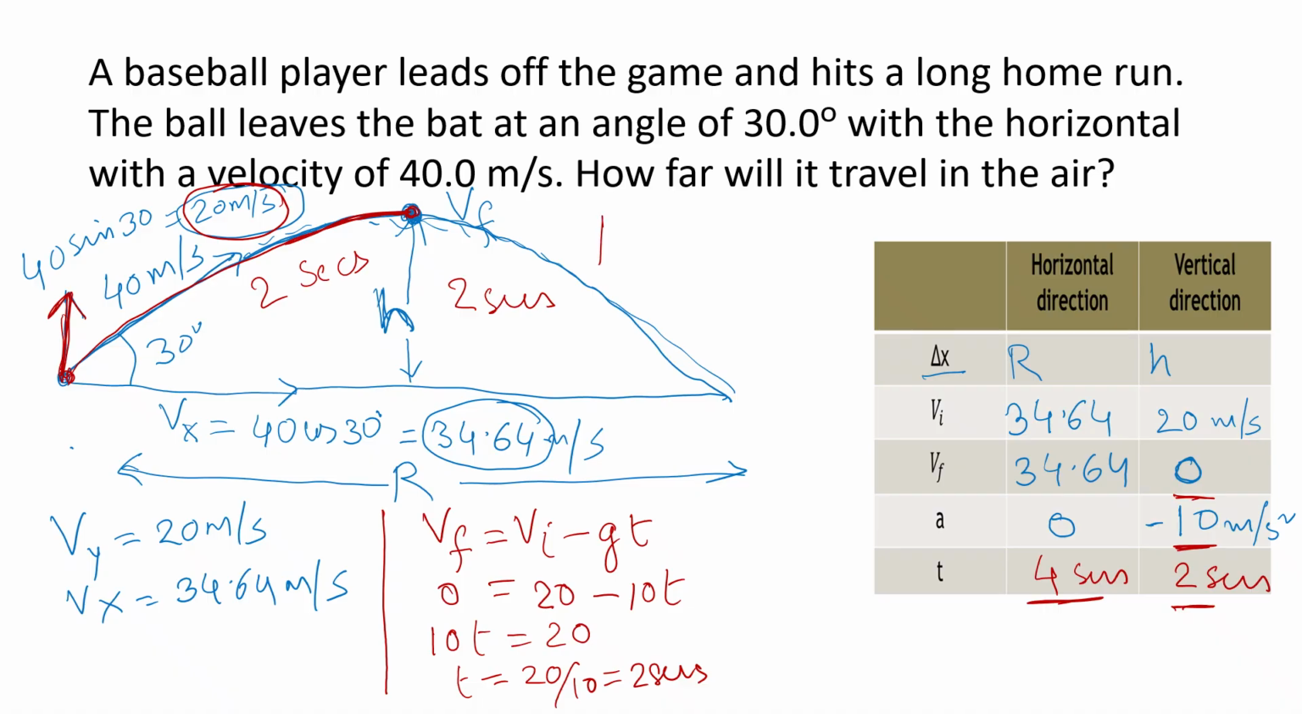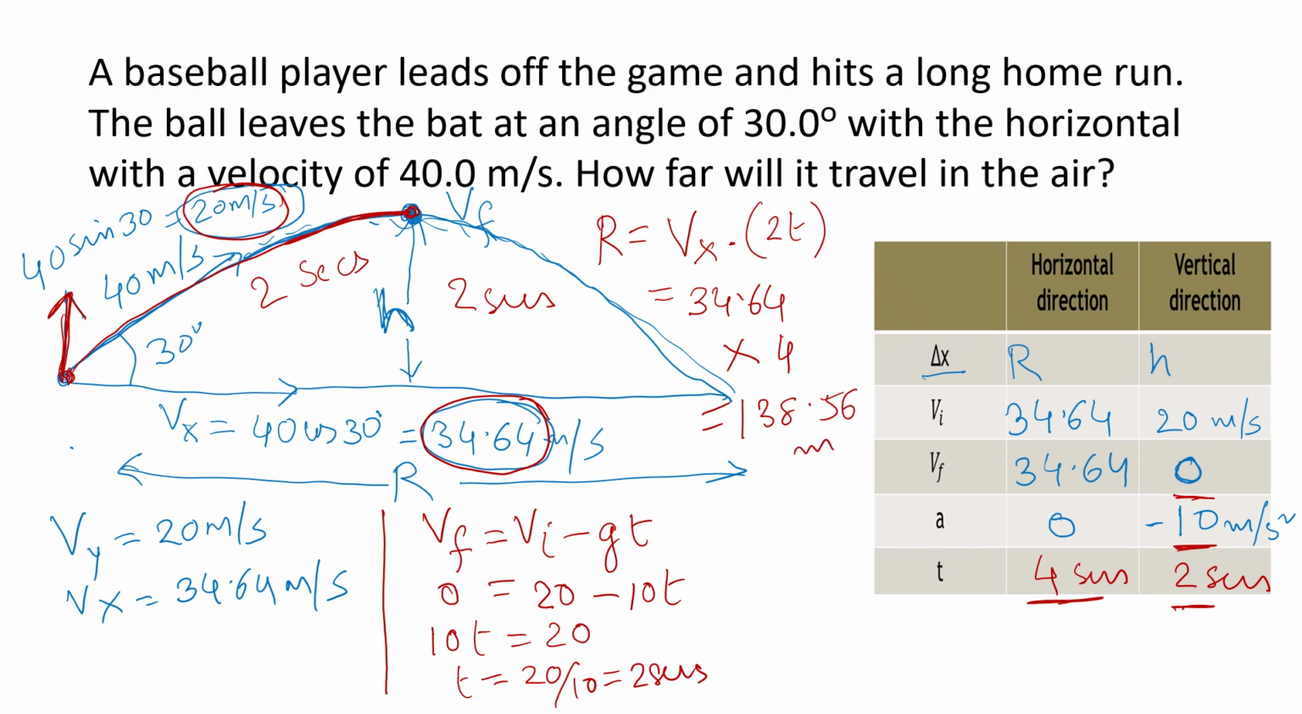So the range is equal to the horizontal component of the velocity, which is Vx, and that is 34.64, times the time taken to cover the range. And in this case, it's going to be twice t, which is 4 seconds. So we are going to write 34.64 times 4 seconds. So if we do that, that's going to be 138.56. So it's going to be 138.56 meters.